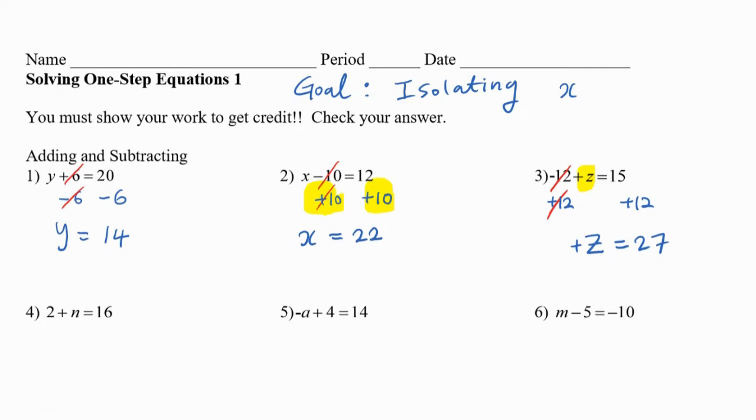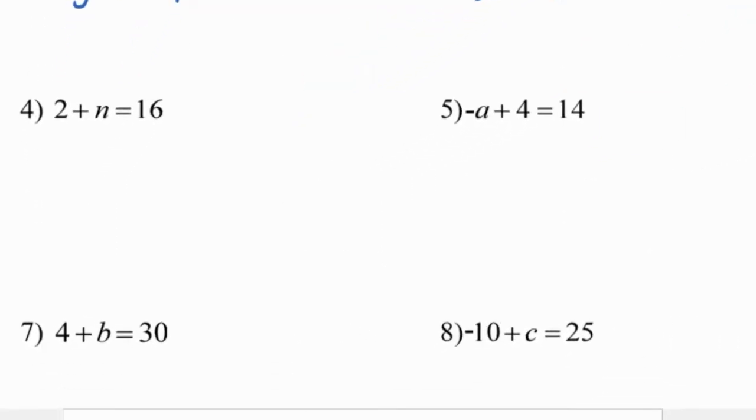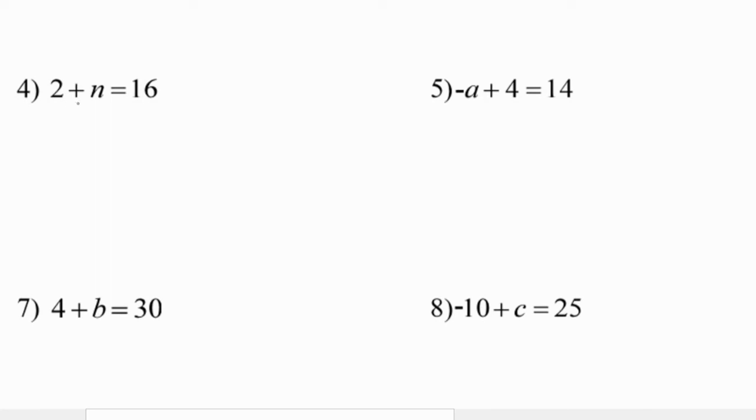All right, next. Here I have 2 plus n equals 16. So everyone, this is important. What's the sign of 2? The sign of 2 is not shown. The sign of 2 is hidden. That is positive. So when you have no sign in front of a number, you always need to consider that you have a hidden positive sign in front of the number. All right? So you have plus here.